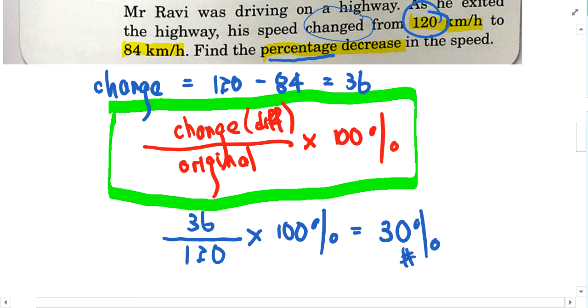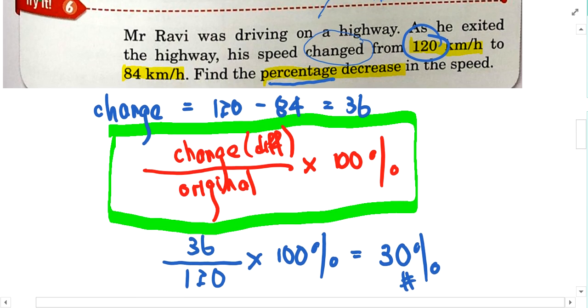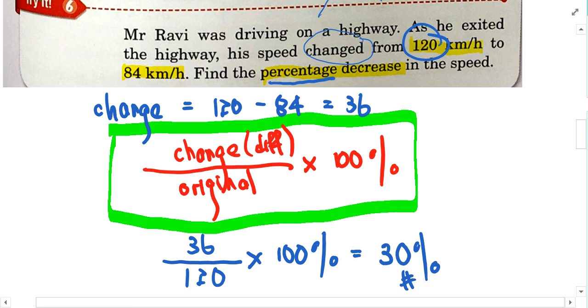So, please underline the final answer. All right? This is the last question I'm going through today.